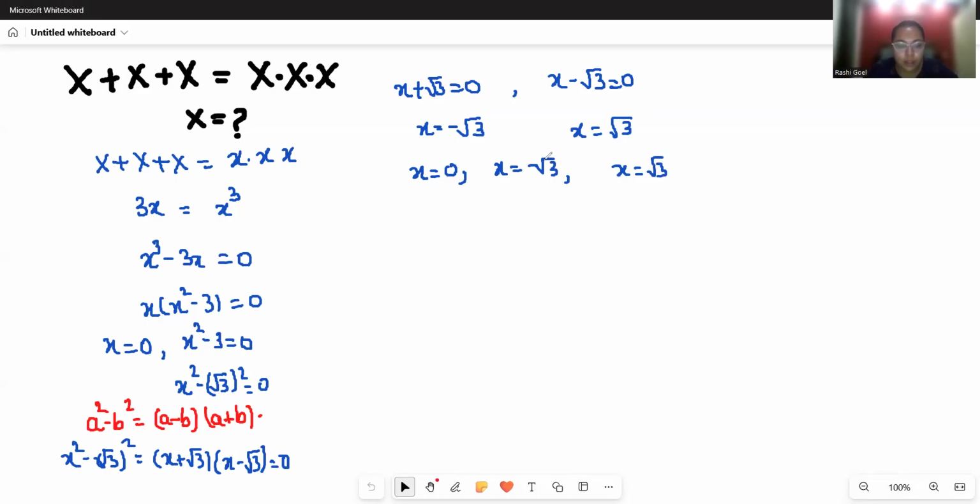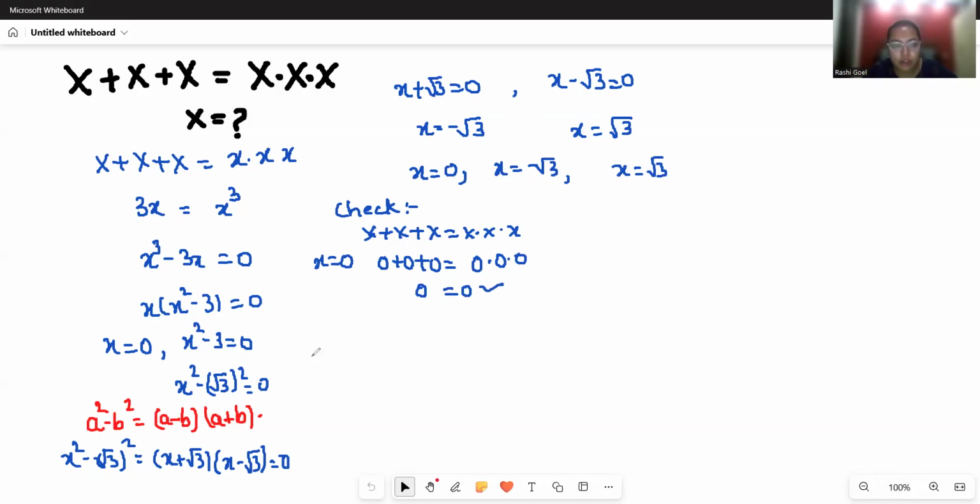Now, let's check these values. x plus x plus x equal x times x times x. When x equals 0, it becomes 0 plus 0 plus 0 equal 0 times 0 times 0. So it's 0 equals 0. So yes, it's verified.